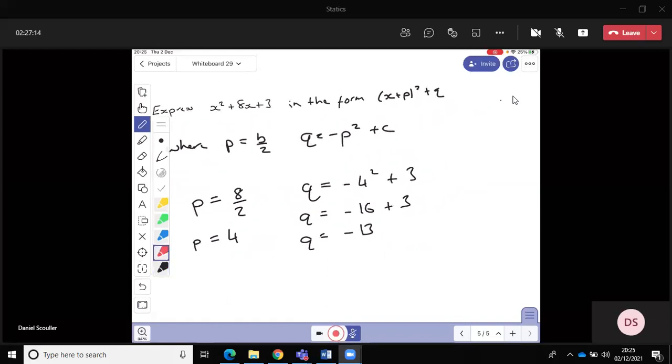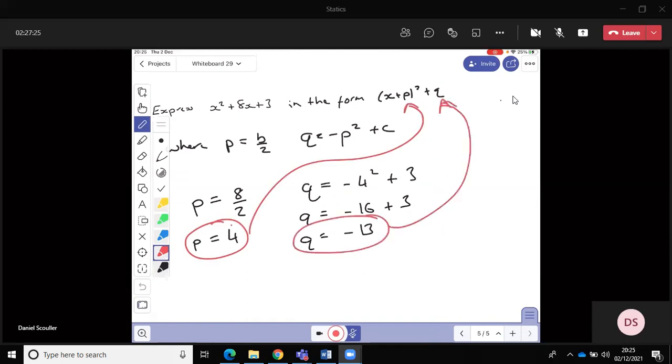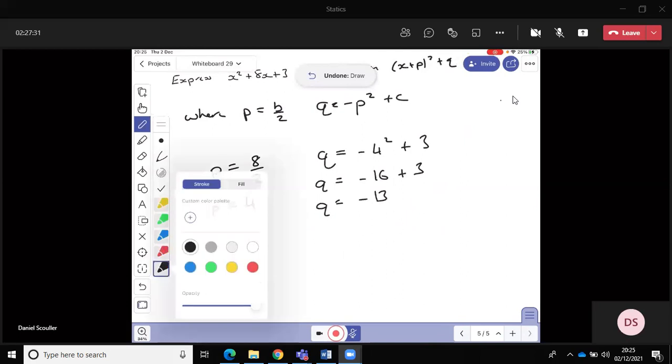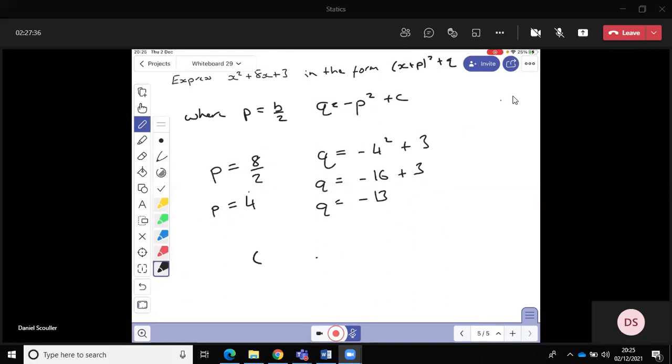It's just a case of taking p and substituting it in there, and taking q and substituting it in there. So in the form x plus p squared plus q, where p is 4 and q is negative 13. That's your answer.